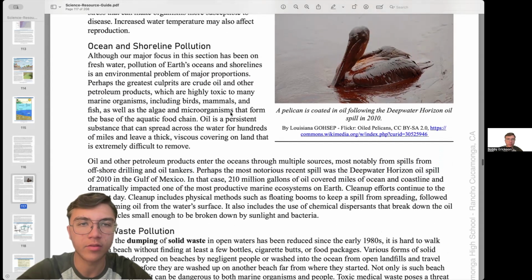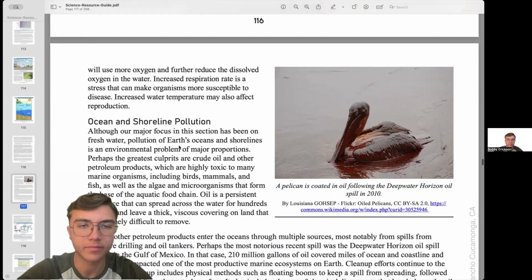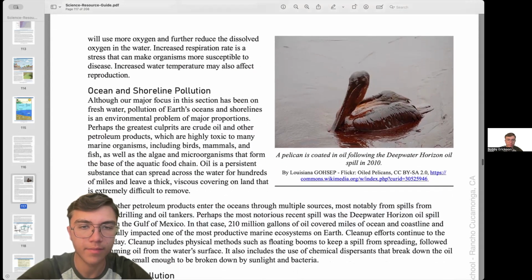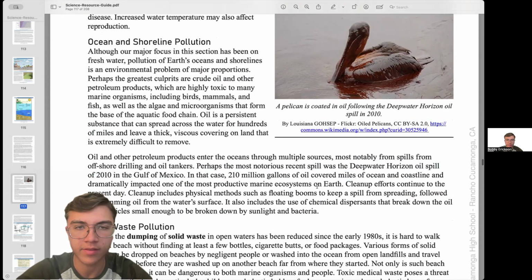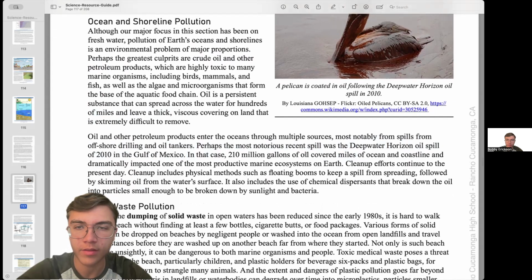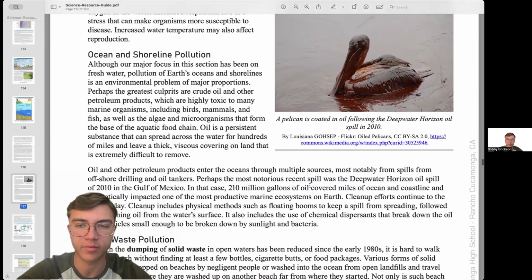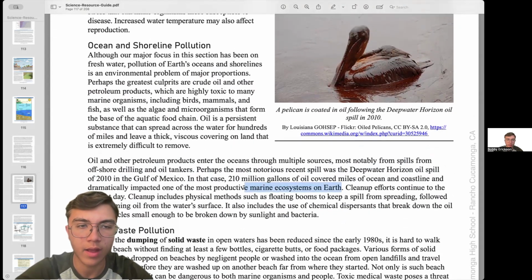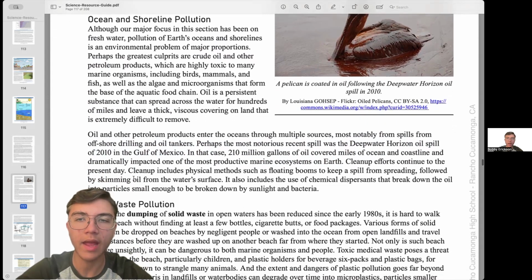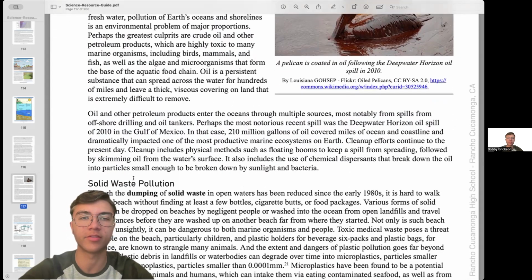So remember, this can cover hundreds of miles, leaving a thick, viscous covering. And this was covering miles of ocean and coastline, which actually impacted one of the most productive marine ecosystems on Earth. This is referring to the Gulf of Mexico. And still, cleanup efforts are happening.